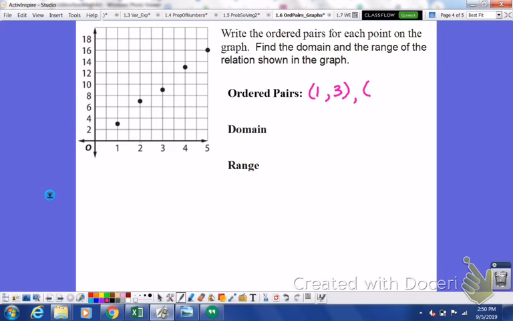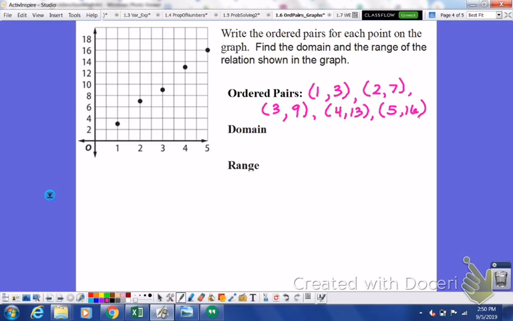Next point, I see that's at 2. I'm up 6 and another half, so that's at 2, 7. Looks like my next point's at an x value of 3. And I'm up 8 and another half, so 9. And a point at 4, up 12 and another half will give me 13, so 4, 13. And our last point, we're at 5 and 16. Finally, one that's on the line. Okay, so there's all of our ordered pairs.